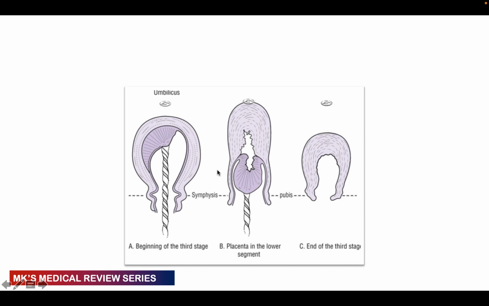So this is what's happening at the beginning of the third stage of labor. The placenta is still attached. Then here, the placenta is in the lower segment. As you can see, the uterus tends to rise towards the umbilicus. And of course, at the third stage, it tends to shrink and will be contracted, below the umbilicus, and firm and round.